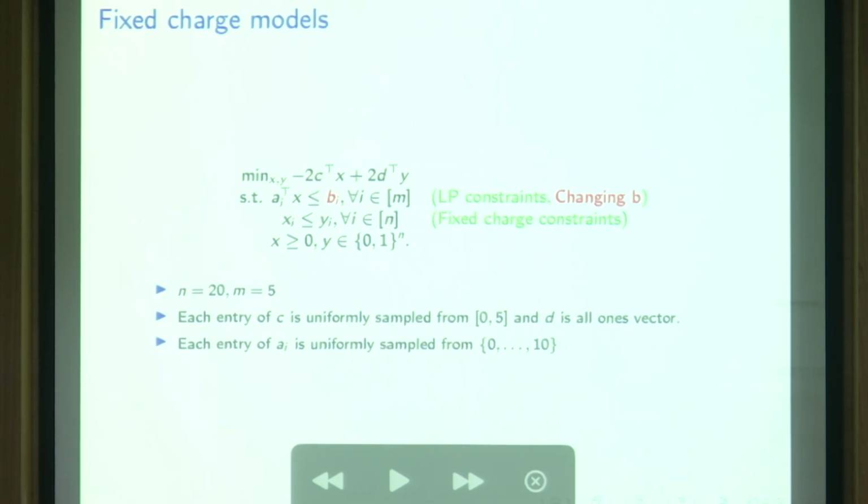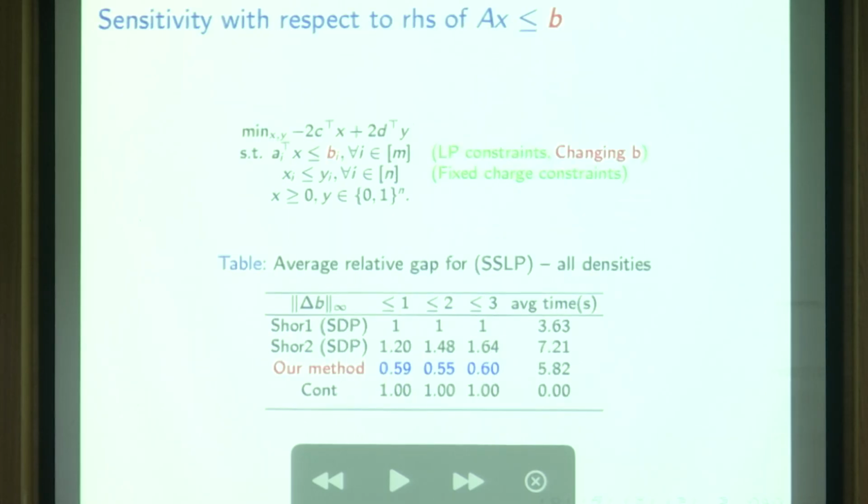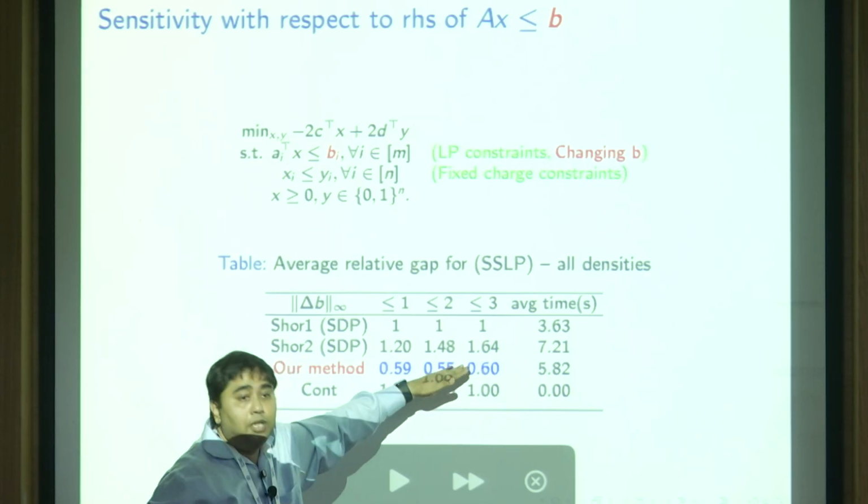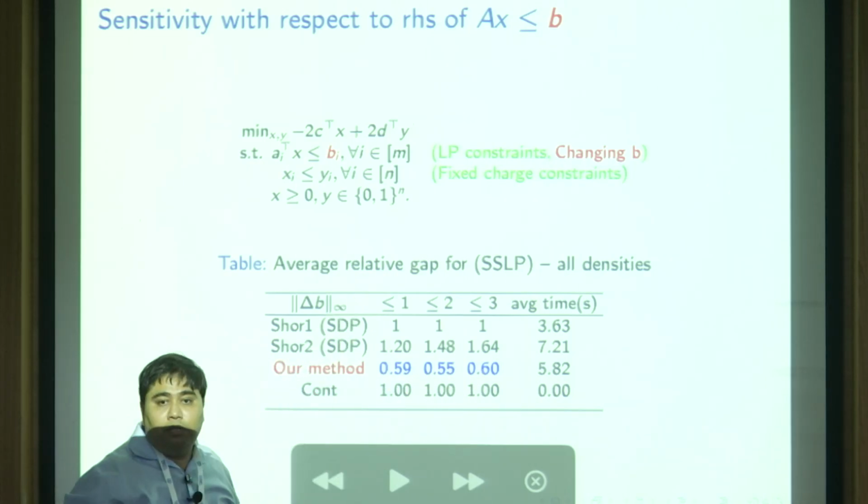And it turns out again, and this one is not visual because now I'm changing, instead of one entry, all the entries of this right-hand side. But basically, we have a measure of gap that I'm not going to go into detail, but our gaps are much lesser than some of the other methods. Okay?